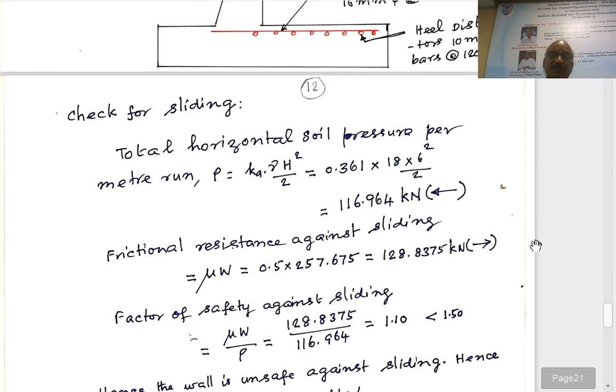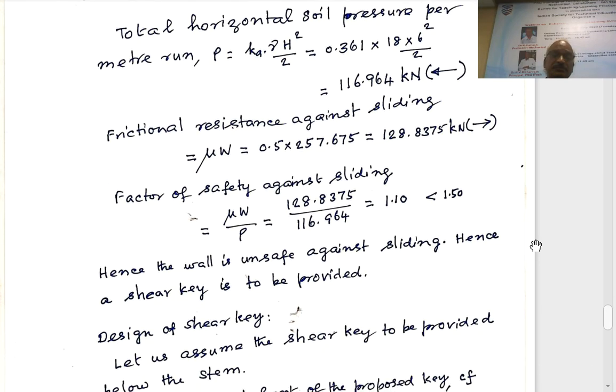Now next is the check for sliding. So the total pressure P equal to K into Ka into gamma into H square by 2. For sliding of the total wall, therefore use capital H. So capital H is 6 meters. So P is 116.964 kilonewton. K a gamma H square by 2 will try to push the wall towards the left, right?